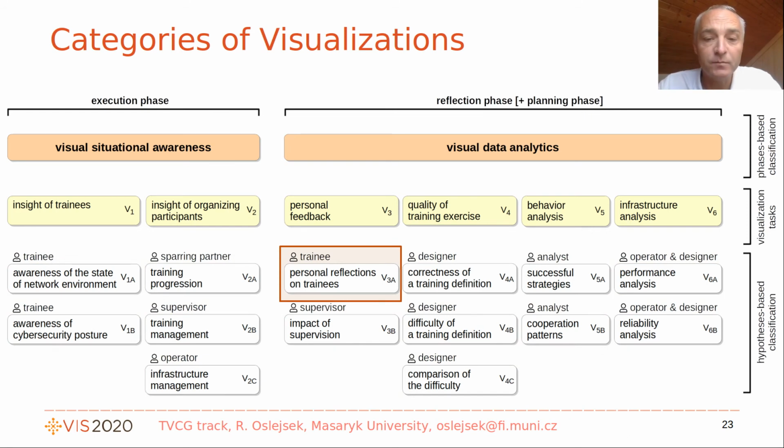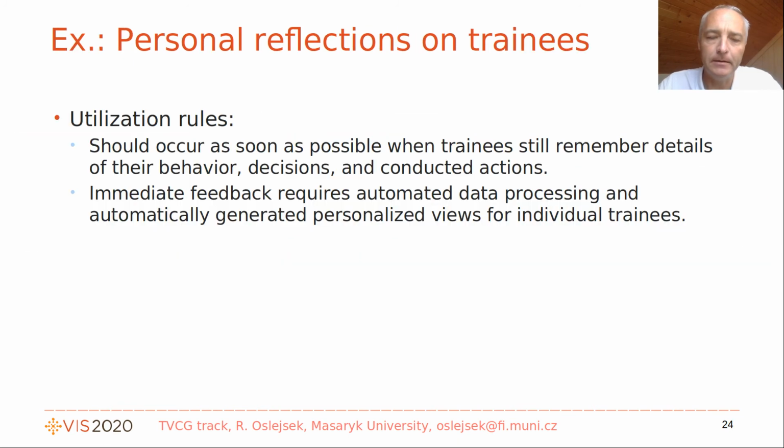We don't have enough space here to explain them all, but I can provide at least one example, personal reflection on trainees. In this particular category, we specify that the utilization of this kind of analytical visualization is just after the exercise, when trainees still remember details of their behavior, made decisions, and conducted actions. And providing this feedback as soon as possible means that the analytical visualizations have to be generated automatically from data.